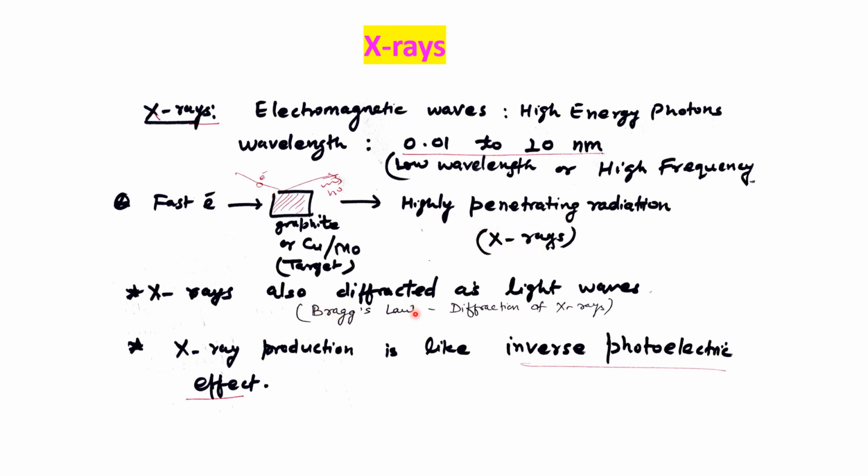And X-rays are also diffracted as light waves diffract, and they also follow Bragg's law of diffraction. And X-ray production is like an inverse photoelectric effect, meaning in the photoelectric effect we get electrons when electromagnetic radiation is incident. Here electrons are incident and we are getting electromagnetic waves, so the generation of X-rays is known as the inverse photoelectric effect. So this is about the X-rays.